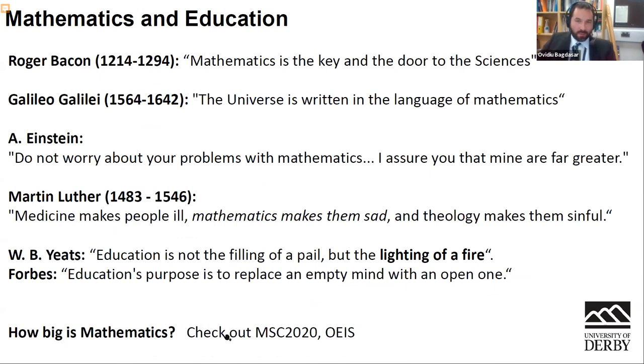So if you want to see how big mathematics is, you can check the MSC, Mathematics Subject Classification of 2020. I checked a few moments ago and it has 151 pages where they just list, one row at a time, the name of a mathematical subject. So there are more than 6,000 mathematics subjects.